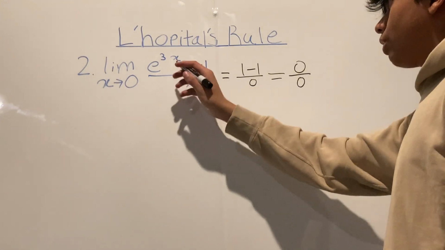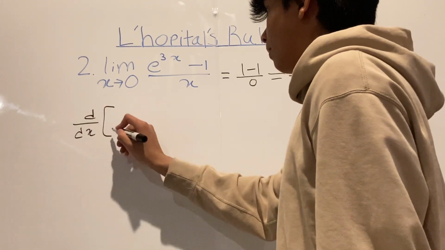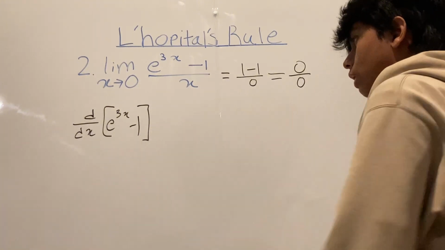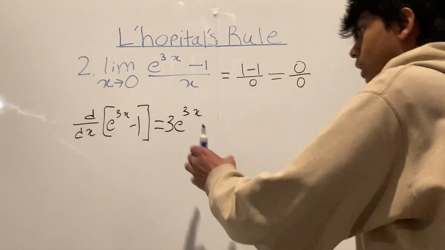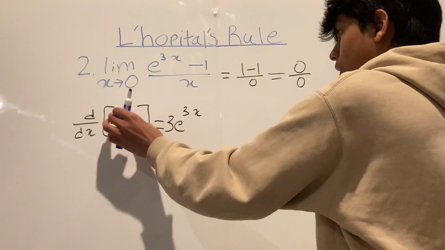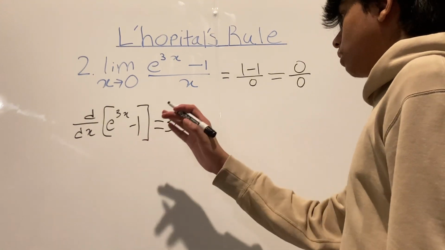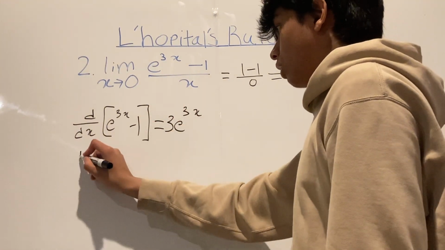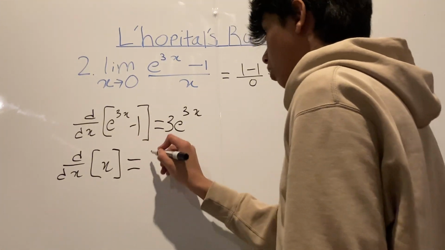So the derivative of e to the 3x minus 1. So first, let's just write d over dx. Okay, so the derivative of this function is just going to be 3e to the 3x. Because if you remember, the derivative of e to the x is just e to the x. And since this is an inner function, the derivative of 3x is just 3. That's why we multiply. You also have to know the chain rule a little bit. And then the derivative of x is just going to be 1. So it's just going to equal 1.